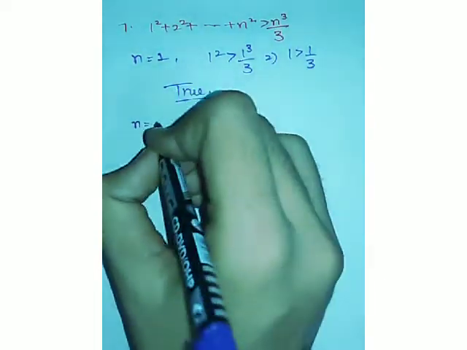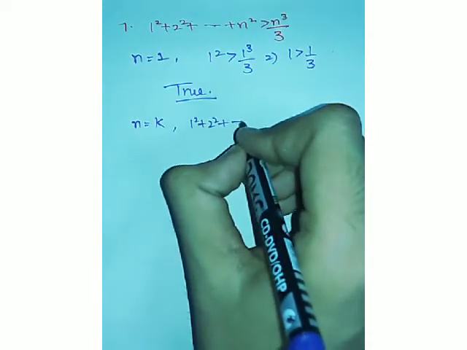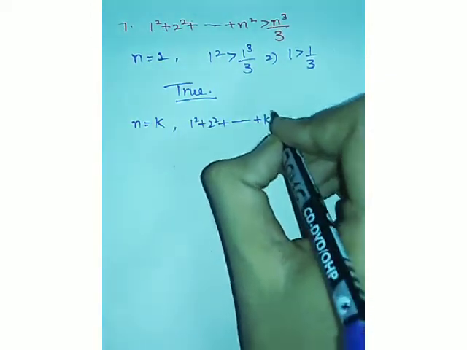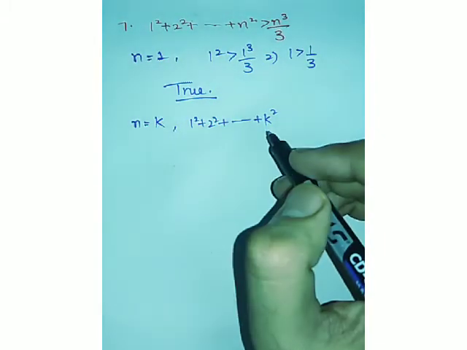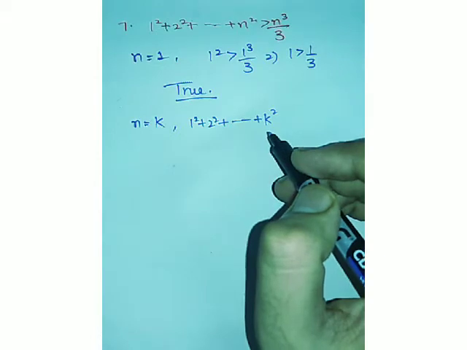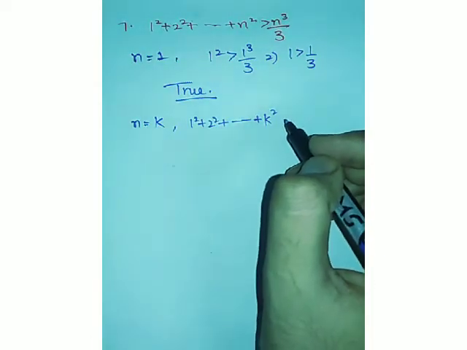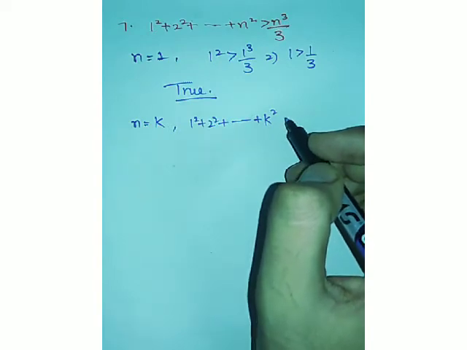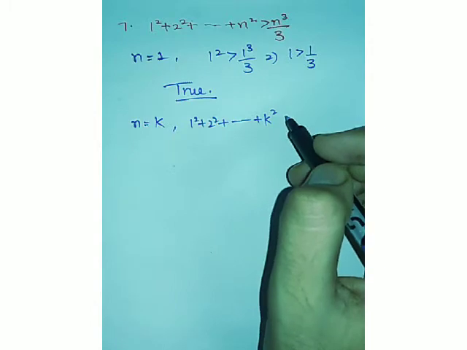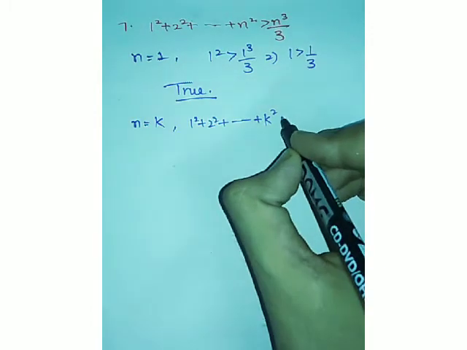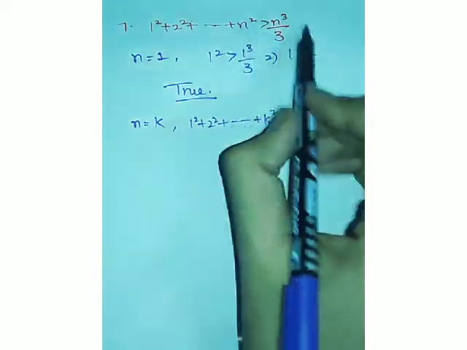Assume it for n is equals to k. 1 square plus 2 square plus so on plus k square greater than k cube upon 3. Now here's one thing before proceeding that I would like to tell you, that you have to write sentences properly in order to get full marks, because I am just writing short forms in order to not waste your time, and because you know what to write and what not to write. So I am also saying it simultaneously, okay. We have assumed n is equals to k.